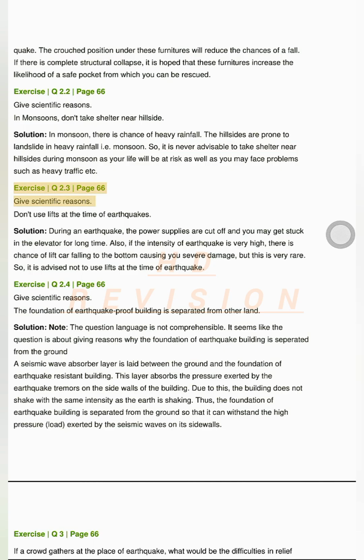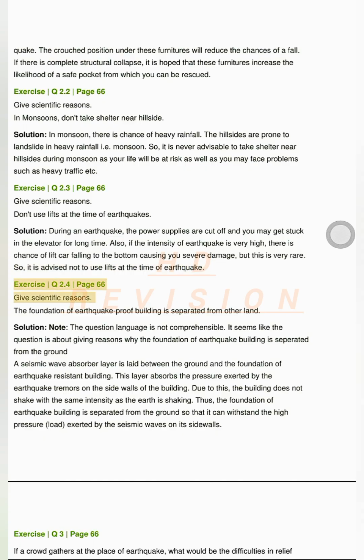Exercise Q2.3, page 66. Give scientific reasons. Don't use lifts at the time of earthquakes. Solution. During an earthquake, the power supplies are cut off and you may get stuck in the elevator for a long time. Also, if the intensity of earthquake is very high, there is chance of the lift car falling to the bottom causing you severe damage, but this is very rare. So, it is advised not to use lifts at the time of earthquake.